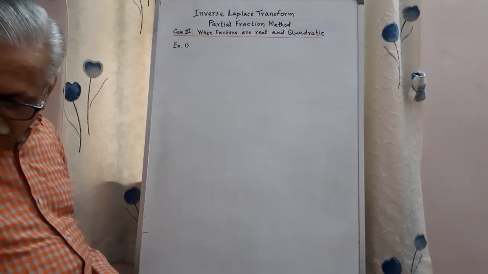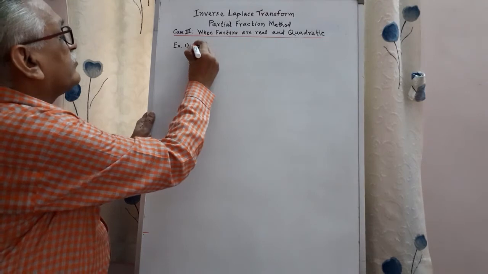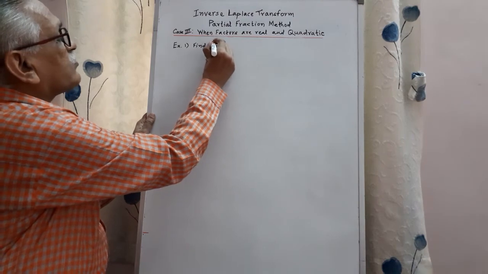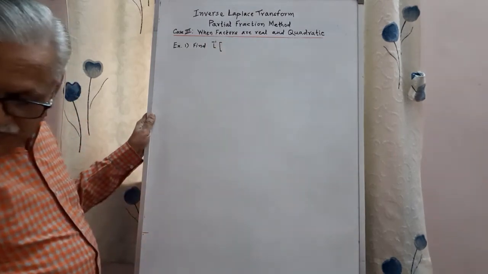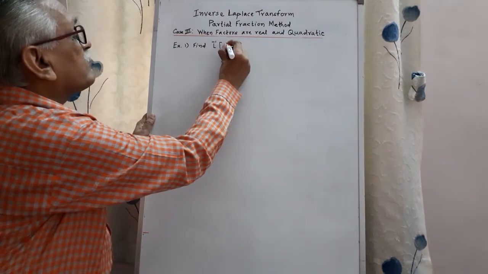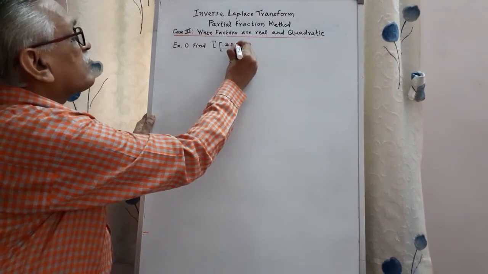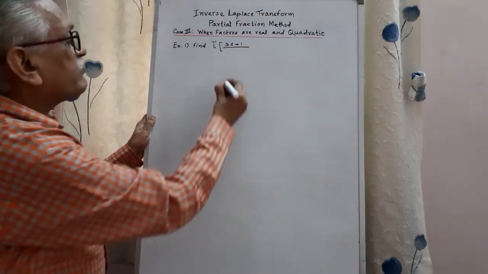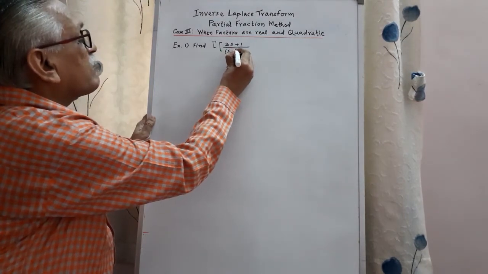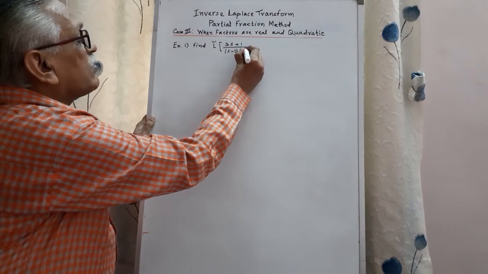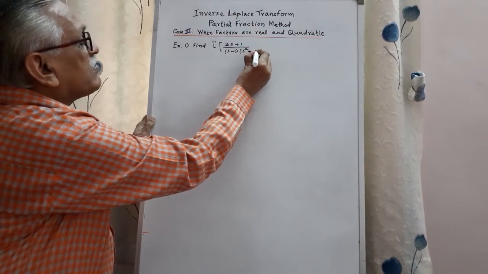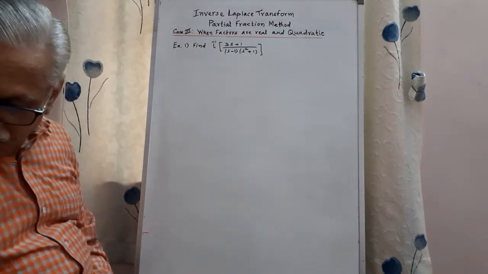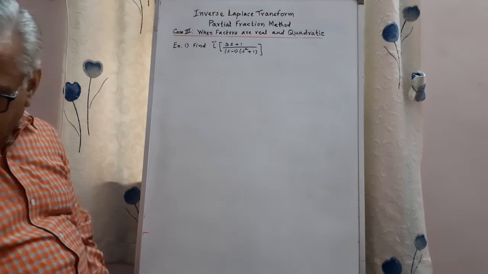Find inverse Laplace of (3s plus 1) divided by (s minus 1) into (s square plus 1). Three s plus 1 divided by s minus 1 into s square plus 1.